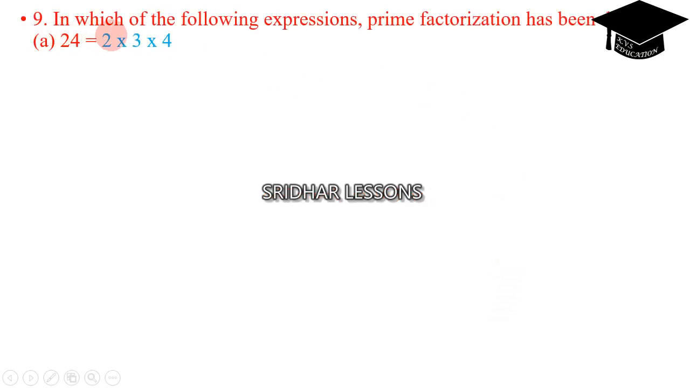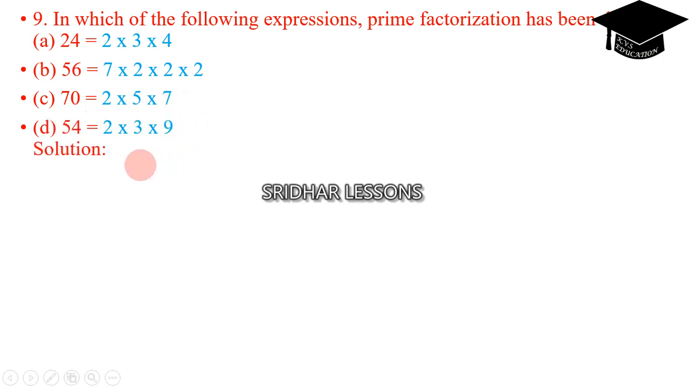Problem number 9. In which of the following expressions has prime factorization been done? 24 is equal to 2 into 3 into 4. 56 is equal to 7 into 2 into 2 into 2. 70, 2 into 5 into 7. 54, 2 into 3 into 9. Now we will see in which of the following expressions the prime factorization has been done.